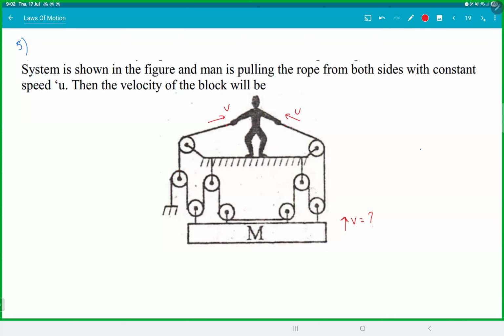Let's see. Any answers? Nishi, Hari. See.